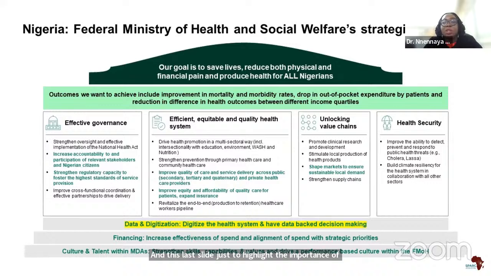This is the strategic direction or blueprint of the Federal Ministry of Health and Social Welfare. Our goal is to save lives, reduce both physical and financial pain, and produce health for all Nigerians. And you can see at the bottom there, the foundation, data and digitization features very prominently. We want to digitize the health system and have data-backed decision-making.